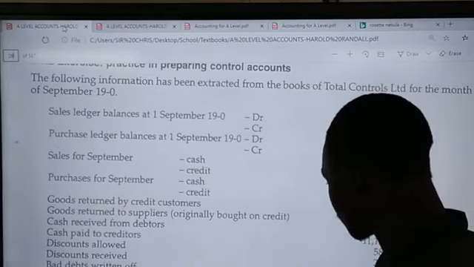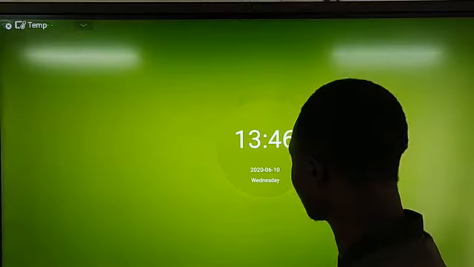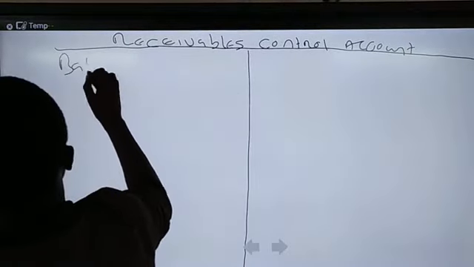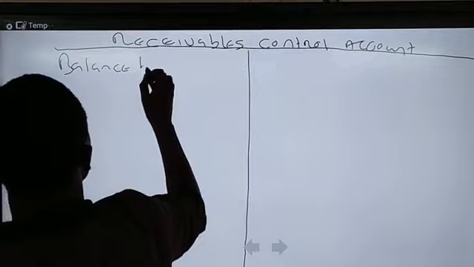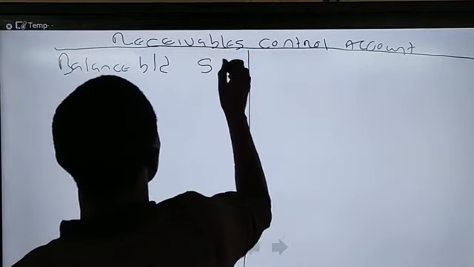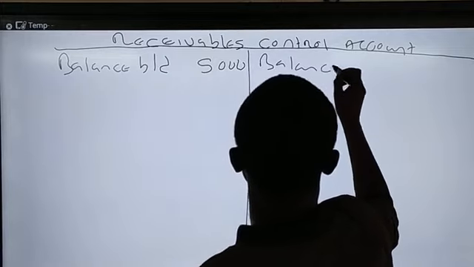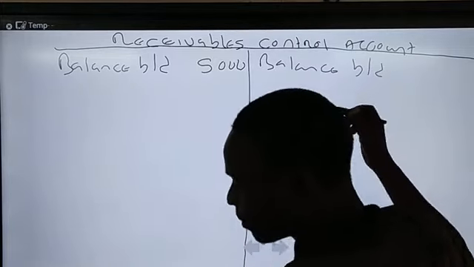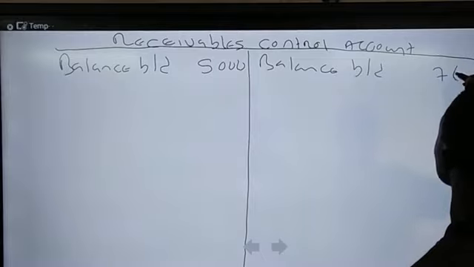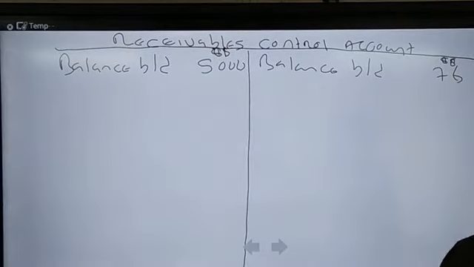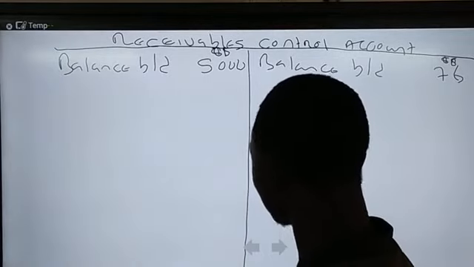Okay, so let's go. I'm going to start in the receivables control. We start by recording the balance BD. The one on the debit side is 5,000. Then there is balance BD. The one on the credit side is 76. You put your dollar signs here. Data is important, but here I just need you to master the layout.